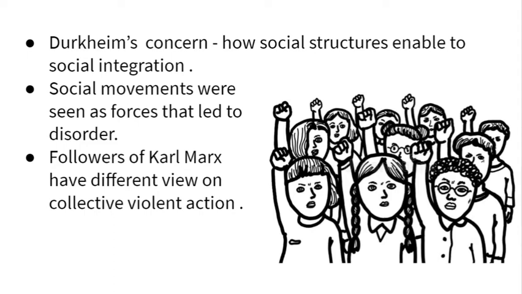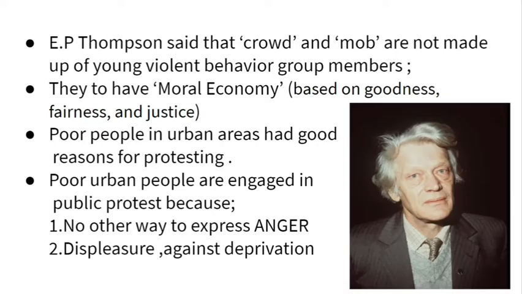One follower of Karl Marx, E.P. Thompson, said that crowd and mob are not always made up of young violent behavioral group members. They have a moral economy. It says that the crowd and mob is not always made up of people who are violent in behavior and antisocial, but it is made up of people who want some good thing to happen, or those who want justice.